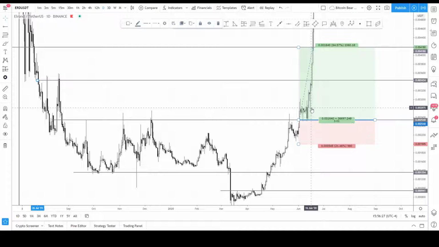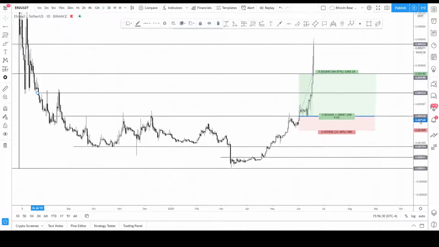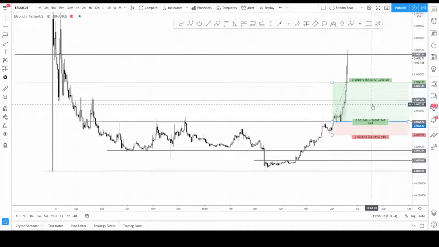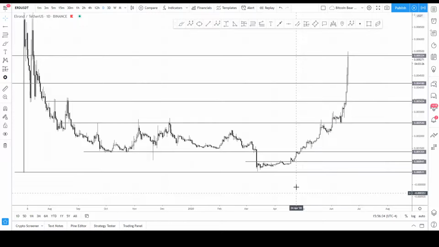You can see it kind of tried to pull it back, but then it continued upwards all the way up to that second TP target. Now, these are hindsight trades. Some of these I took, some of these I didn't take.